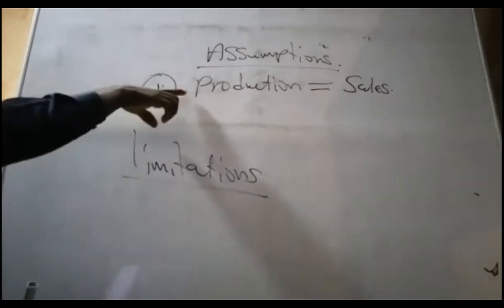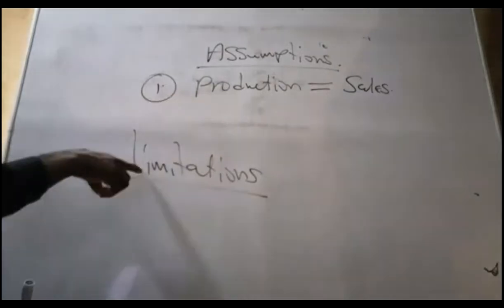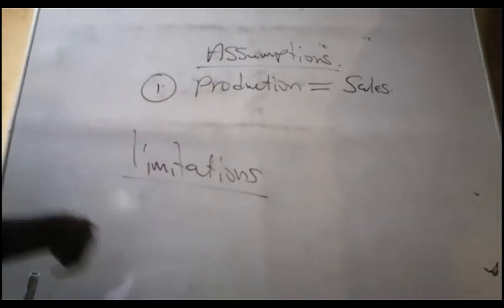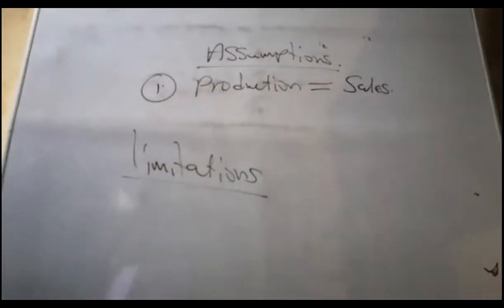So if you quote the assumption and they ask for limitation, tell the examiner that it's assumed that production is equal to sales. But that's not always the case. So does it mean that businesses do not keep closing inventory? No, in reality, most companies keep closing inventory. So that's why we are saying it's not true. That's a limitation.